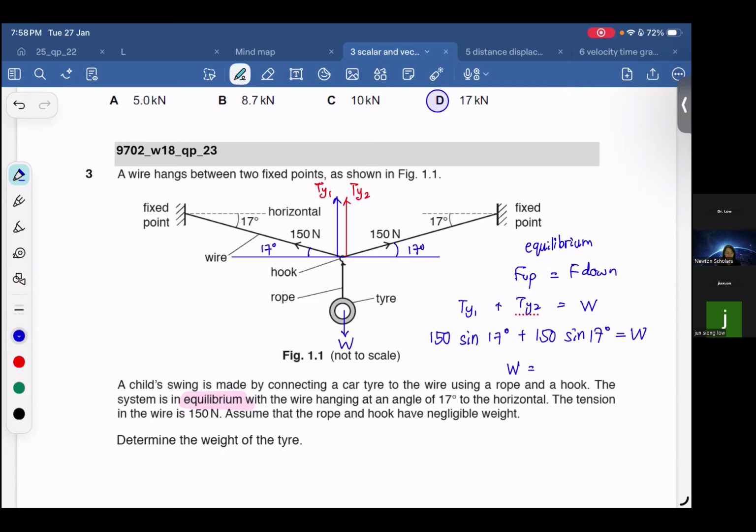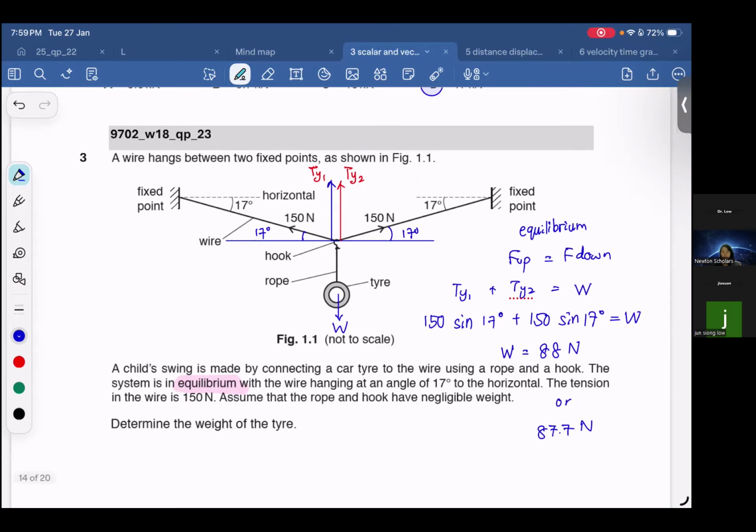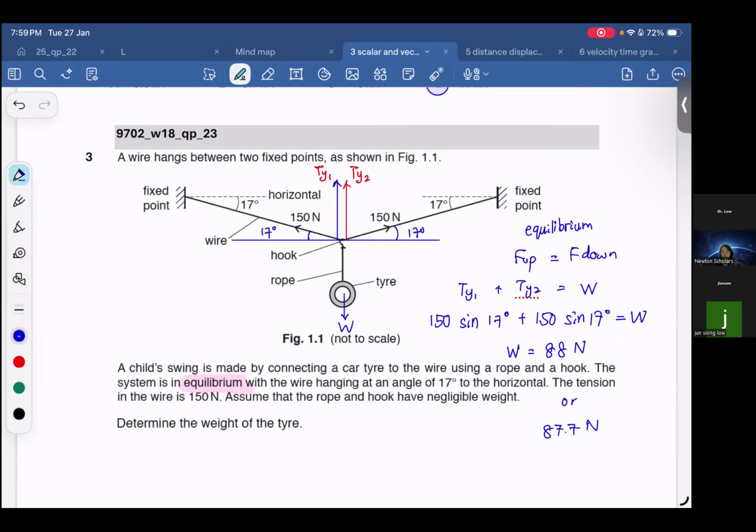If you press your calculator correctly, you should be able to get the answer. We got 88 there. 150 times sine 17, times 2. I get 88 Newton, or I can write 87.7 Newton. Junseong, your working step is correct, but your answer is not correct. Is your calculator in another mode? Oh, yes. Okay, Jiaxuan, is it okay?